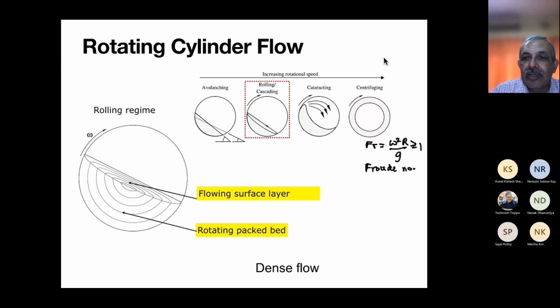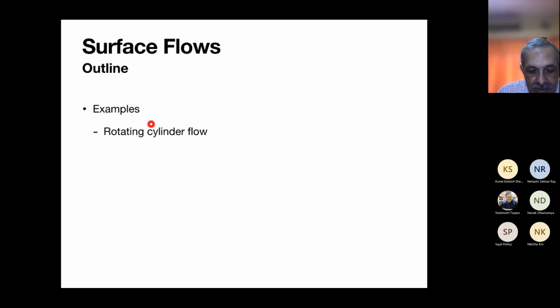So it's a very nice example of both erosion as well as deposition. Okay, so now what we'll do today is essentially look at how we can analyze the rotating cylinder flow.